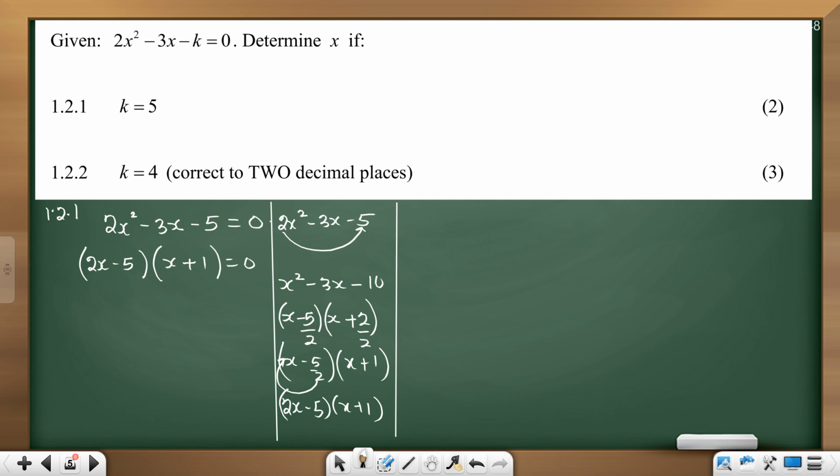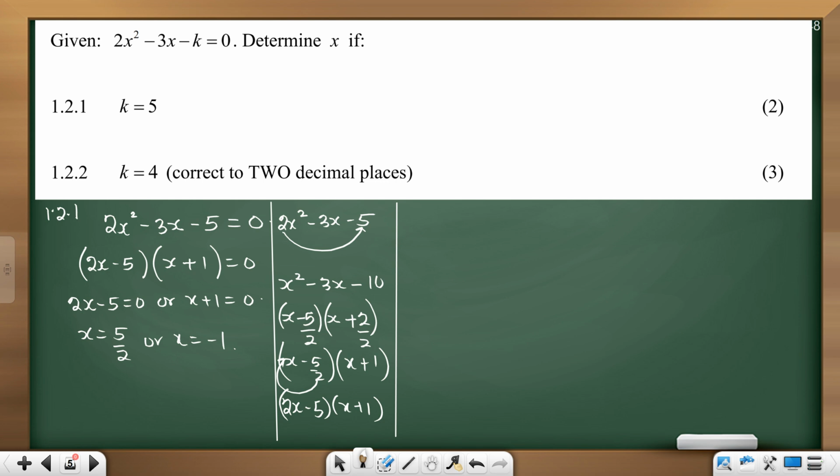Please, you need to know how to factorize. Whichever method, whether you want to turn it into a coordinate, whatever it is, the day must not end today without you knowing how to factorize. So, 2x minus 5 equals 0, or x plus 1 equals 0. What is x? 5 over 2, and we are done. Negative 1.